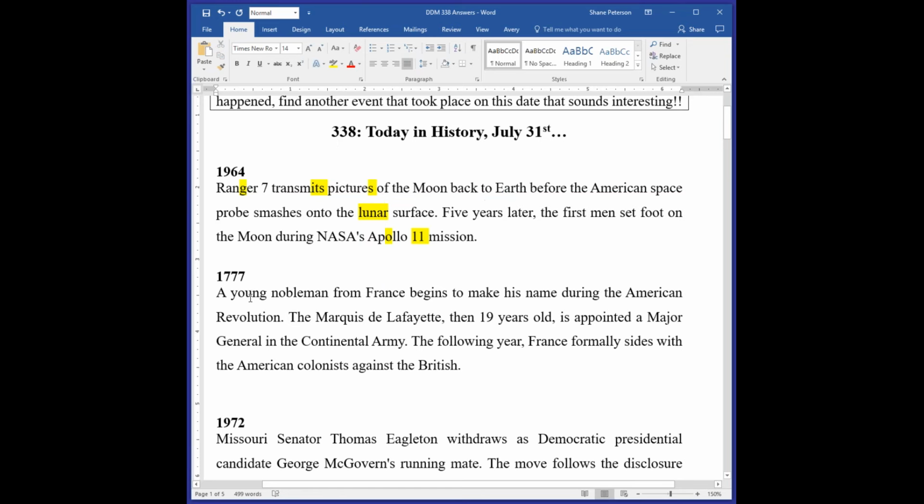1777. A young nobleman from France begins to make his name during the American Revolution. The Marquis de Lafayette, then 19 years old, is appointed a Major General in the Continental Army. The following year, France formally sides with the American colonists against the British.